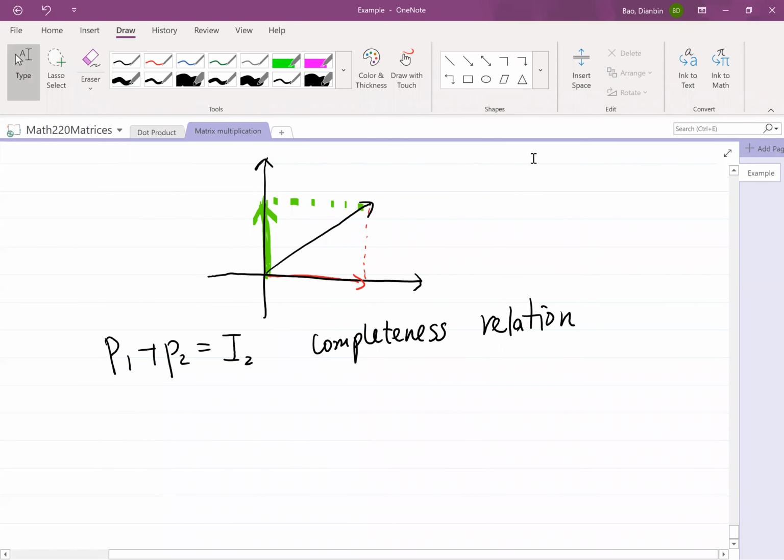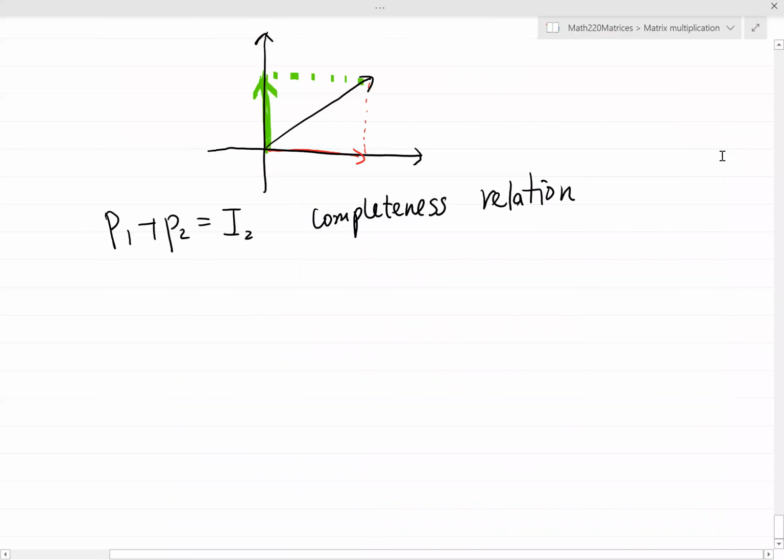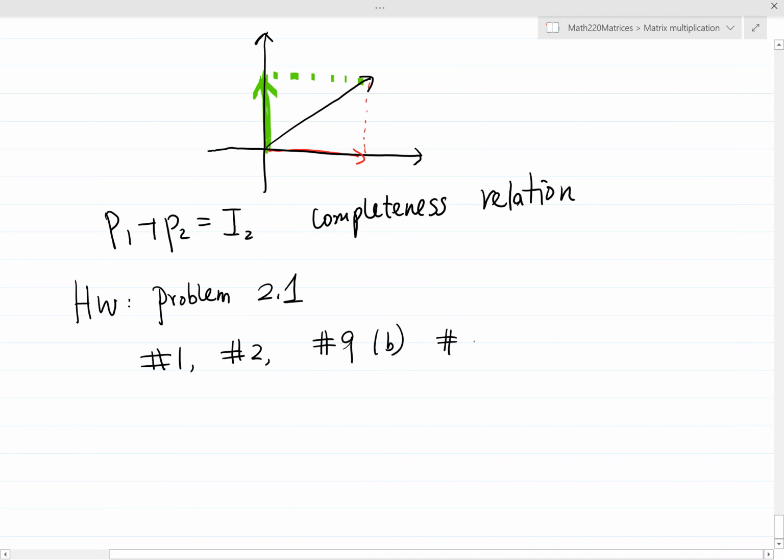Now homework for this section 2.1, problem set 2.1. Let's do number 1, number 2, number 9 part B, number 10, 11, 12, number 21.